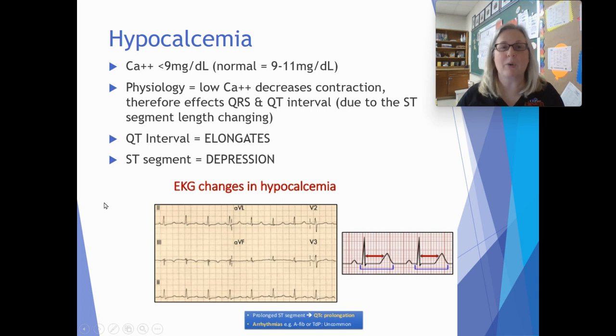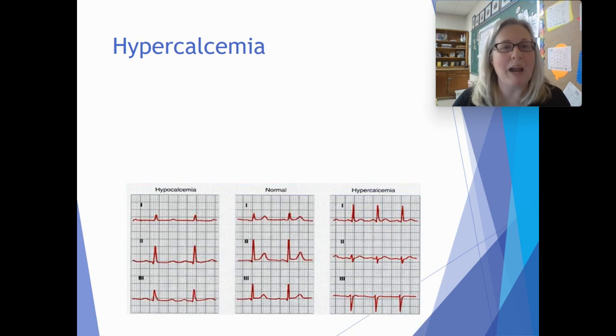How do we confirm it's hypocalcemia? We do a blood test and see what their calcium level is. Period. That's it. Simple. Blood test. Figure it out. Give them more if they need it. Yep, I know. Simple. Then we have hypercalcemia.